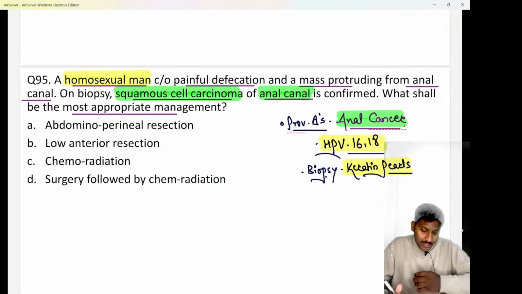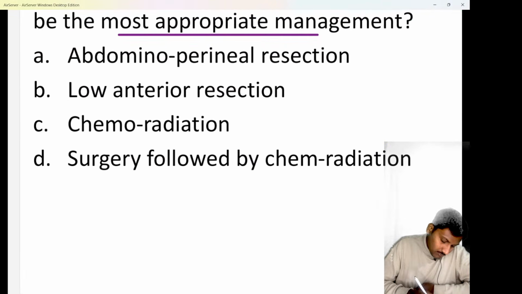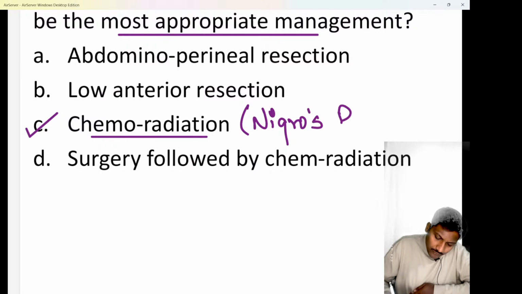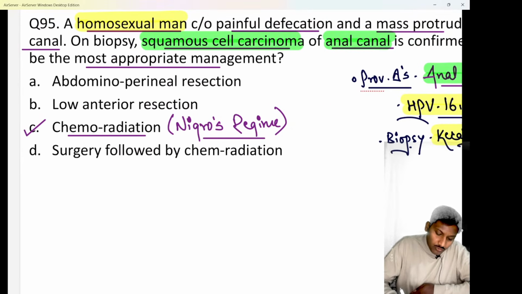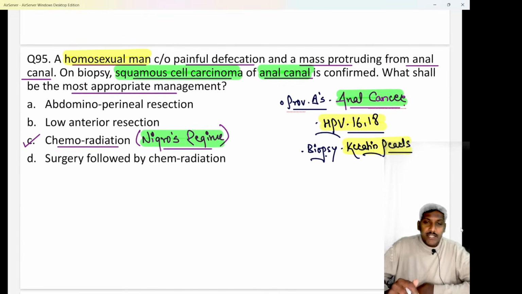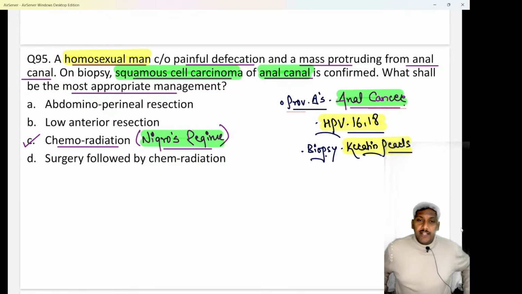The most appropriate management in this condition is option C, that is chemoradiation, usually given via the Nigro regime. That is the best treatment for a case of anal cancer. Reason: in anal cancer, if you go for a surgery like abdominoperineal resection, the sphincters will get damaged, and if the sphincters are damaged permanently, the patient will have fecal incontinence or anal incontinence. So we don't prefer surgery in anal cancers. In anal cancer we usually go for chemoradiation, given with the help of the Nigro regime.